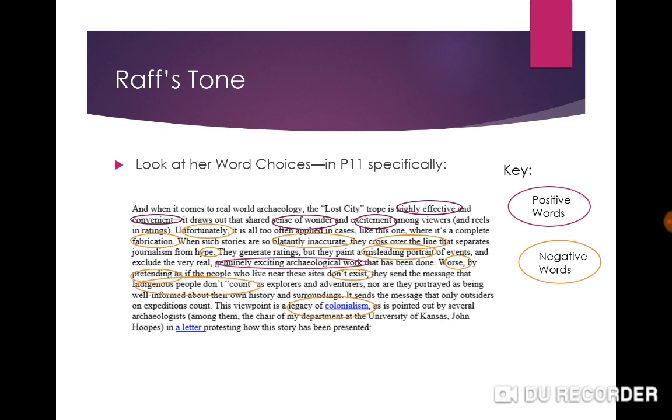So you can see the negative words in here and how that helps you understand how angry Raph is and how angry she wants you to be at what Douglas Preston did. You should be reacting to this paragraph and going, oh man, Preston did all that just to sell books. That's kind of lame, right? That's how she wants you to feel.